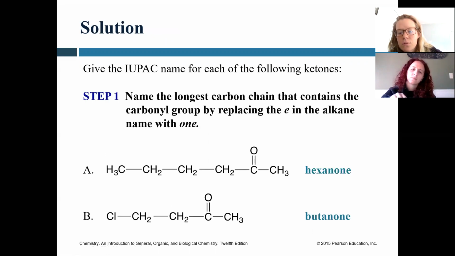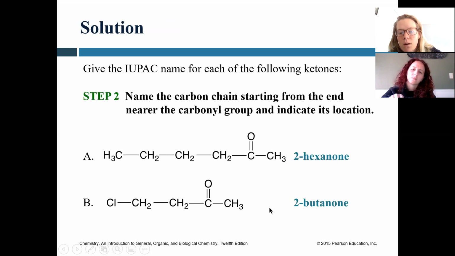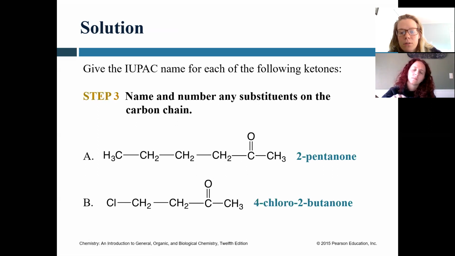Hexanone, easy for the first one. The second one, we have to do a little bit more. I don't know why they put a 2 there. You don't need to put a 2 there. It should just be 4-chlorobutanone. But they wanted to put a 2 there. It's either going to be here or here, so it's always on a 2.